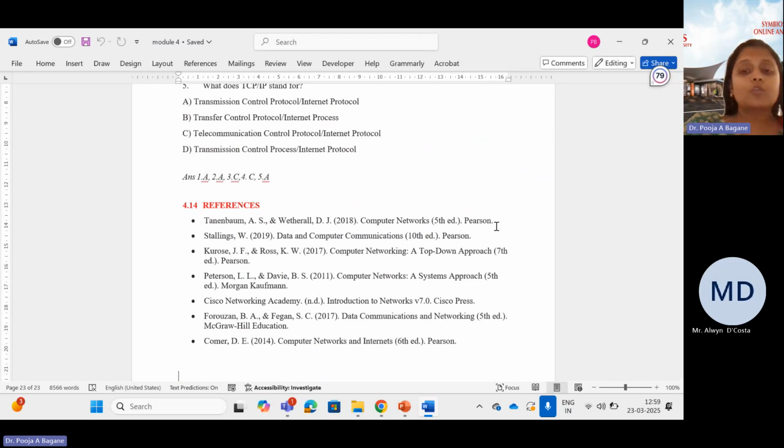If you need to go deeper into computer networks, these are very useful books which you can refer to.